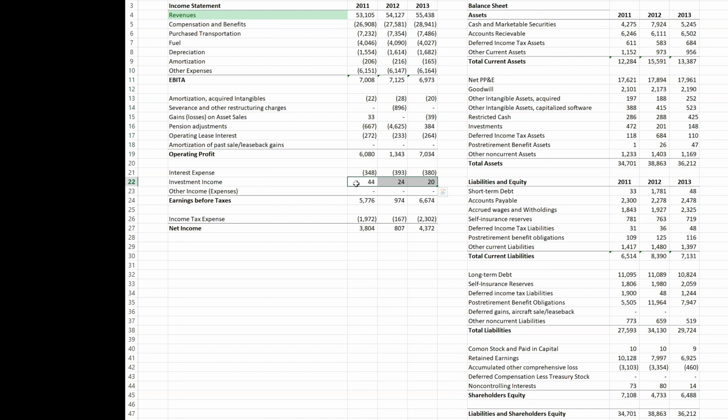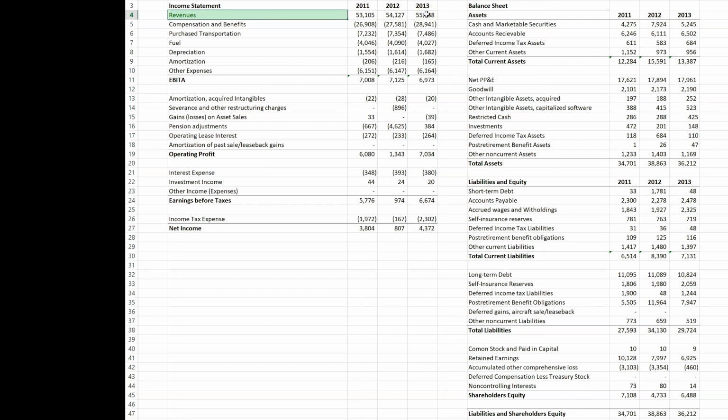So they own some stock, they get some dividends from some shares, and it's pretty sizable. These are millions, right? So 20 million in 2013 in terms of investment income, but that is not central to the operations of UPS, right? So sometimes it's broken down, but sometimes it's not. So it's certainly true and potentially likely that there is some income contained in revenue here that isn't operating in nature.